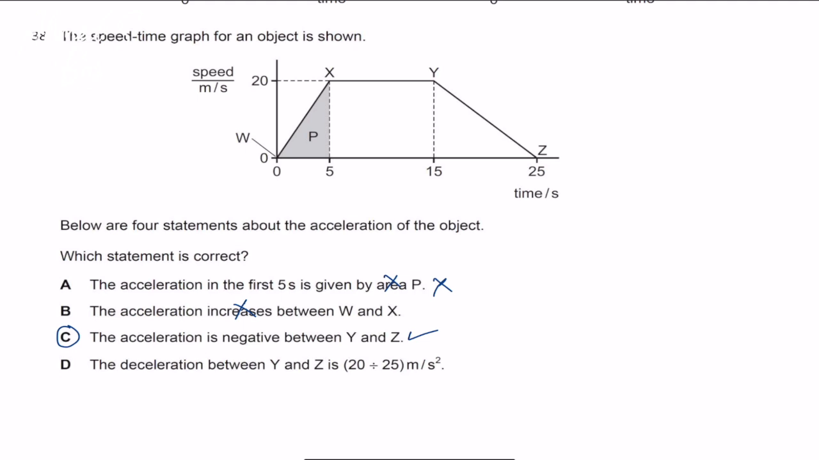D, the acceleration between Y and Z is 20 divided by 25. Actually, we have no law for this. The deceleration between Y and Z couldn't be 20 divided by 25, because I know the speed is 20 divided by 25, and 25 here is not the time, right? So this option is also wrong.